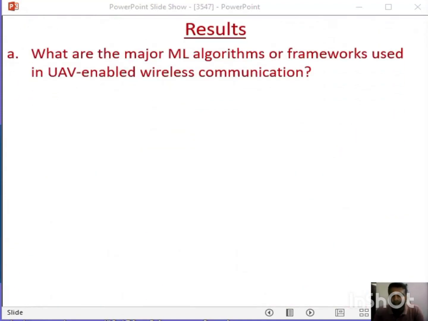So the results. The research question, the first one was, what are the major machine learning algorithms used in UAV-enabled wireless communication? This investigation query is characterizing the major machine learning algorithms or frameworks applied in UAV-assisted 5G communication. Incorporating machine learning techniques into 5G wireless networks can leverage intelligence to solve various problems, which assures time complexity reduction and unique performance gains in terms of energy efficiency and memory usage.